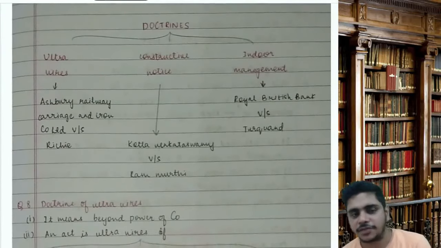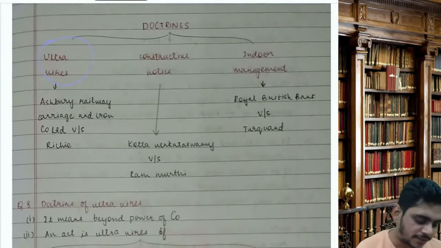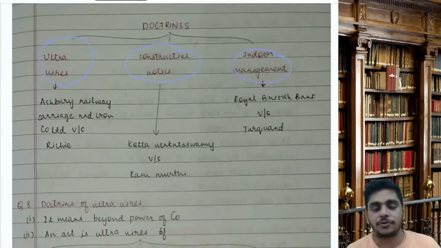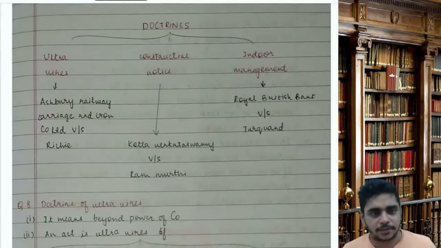Then, sir, doctrines. We have 3 doctrines: the doctrine of ultra vires, the doctrine of constructive notice, and the doctrine of indoor management.